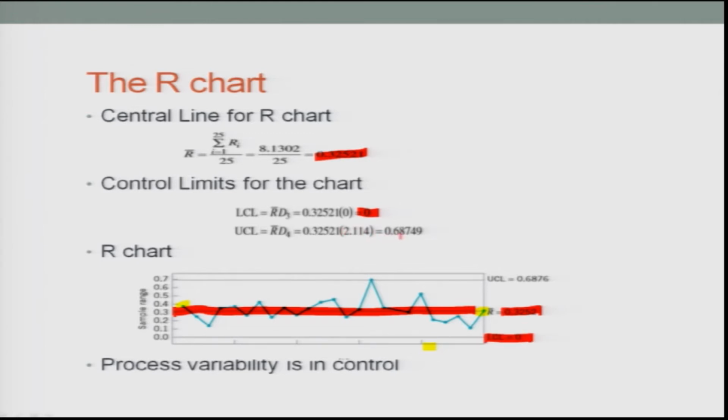The upper control limit is 0.68749, which is given here. So, you can see how the overall fluctuation of the range values occurs within these limits of upper control and lower control with a central line.